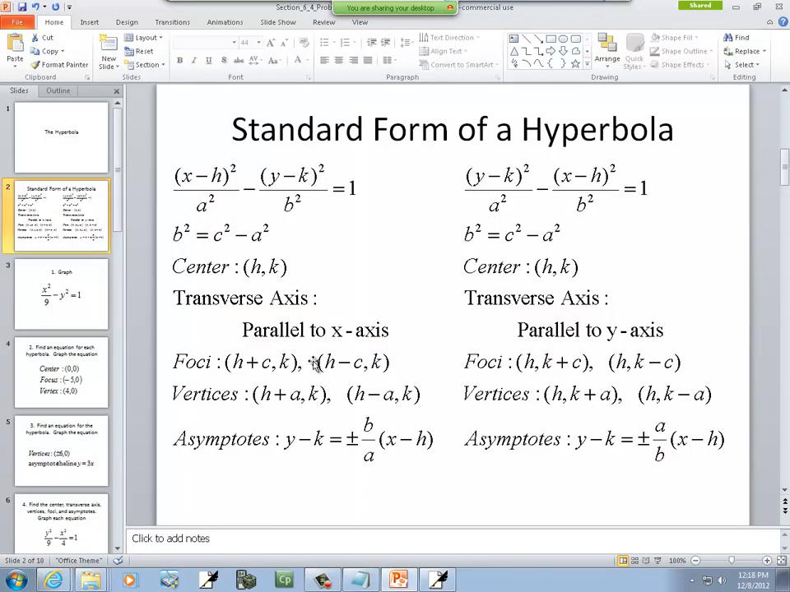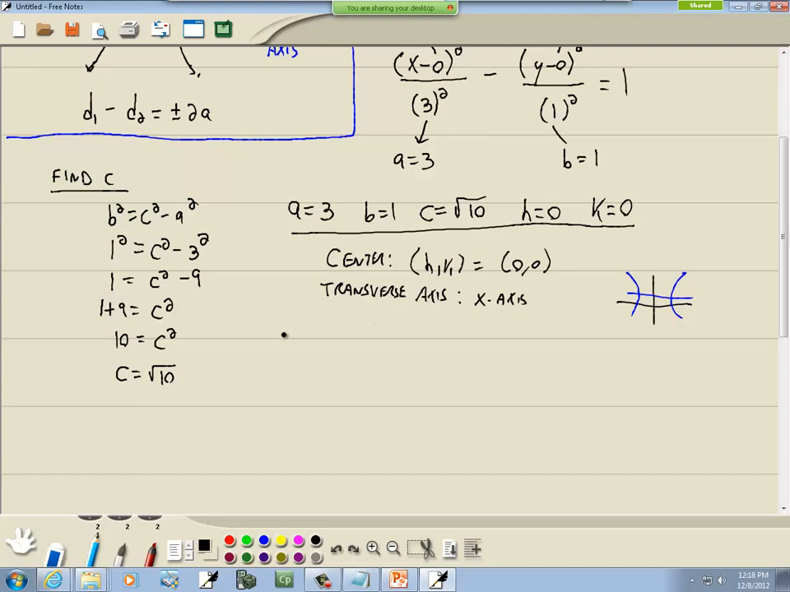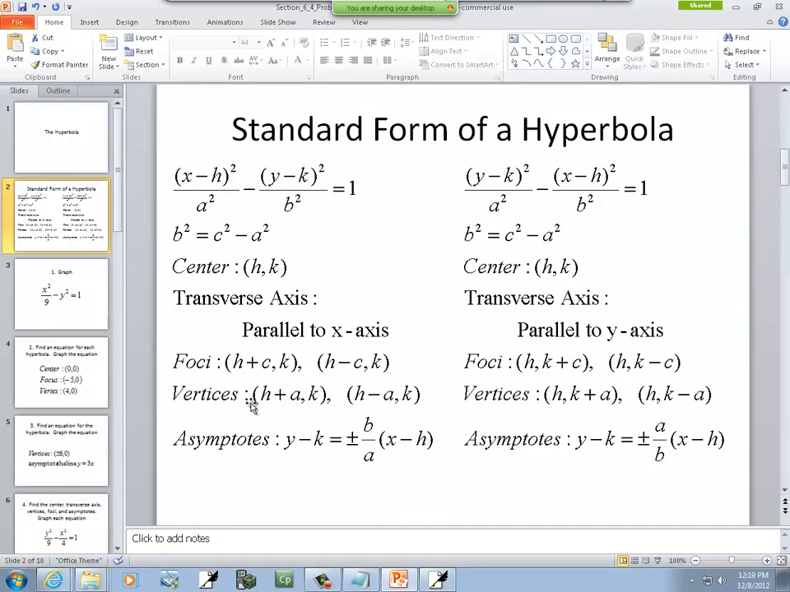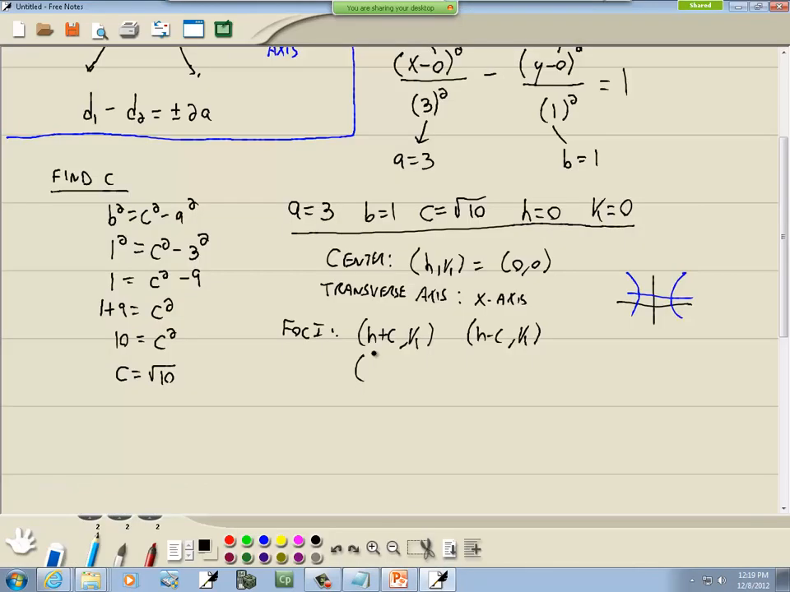Okay, foci. H plus c, k and h minus c, k. Well, just double checking my formula. Okay, h is 0 plus the square root of 10, comma k, which is 0, and 0 minus the square root of 10, 0. So our foci are square root of 10, 0, and negative square root of 10, 0.